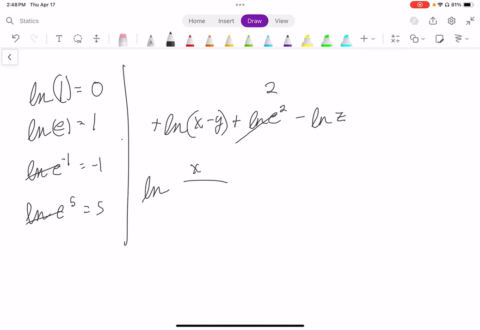What we would have is x minus y times e squared over z. Further distributing the 2, this is going to be 2x minus 2y over z.